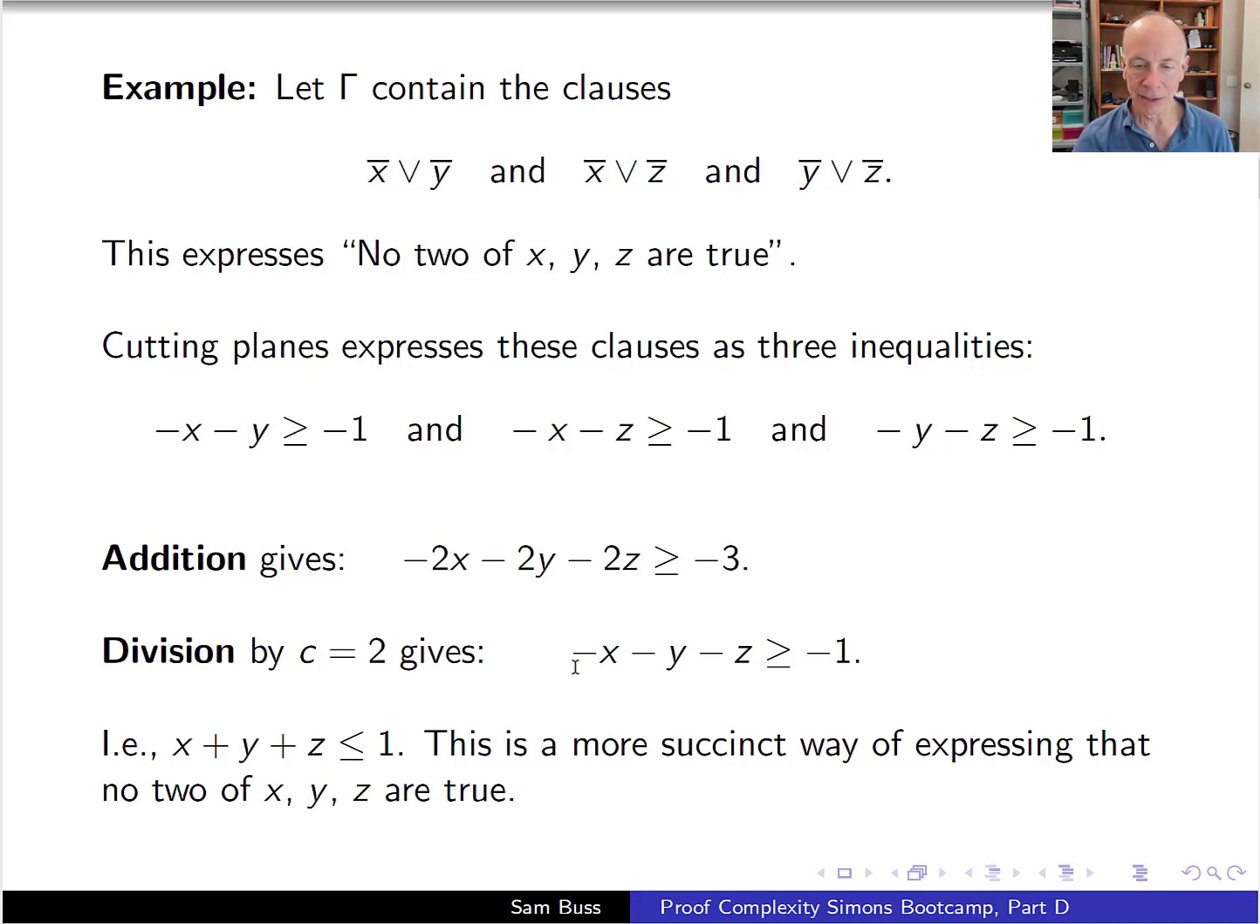Now you can't write this latter inequality in a cutting planes proof. You have to use it in the form with the minus signs. But nonetheless, this is a more succinct way of expressing that no two of x, y, and z are true. And you'll notice we could not have derived this without using the division rule with its rounding properties.